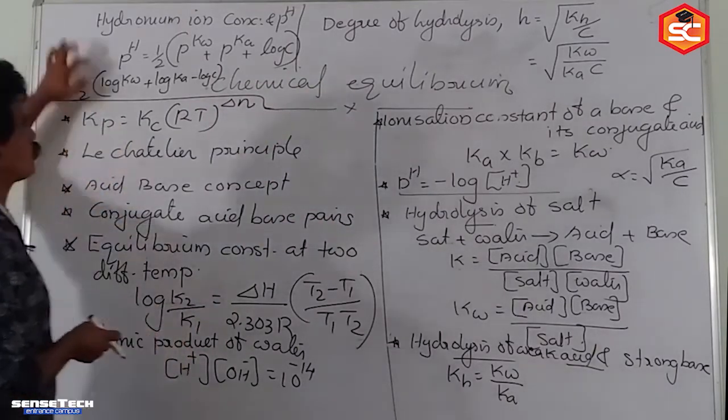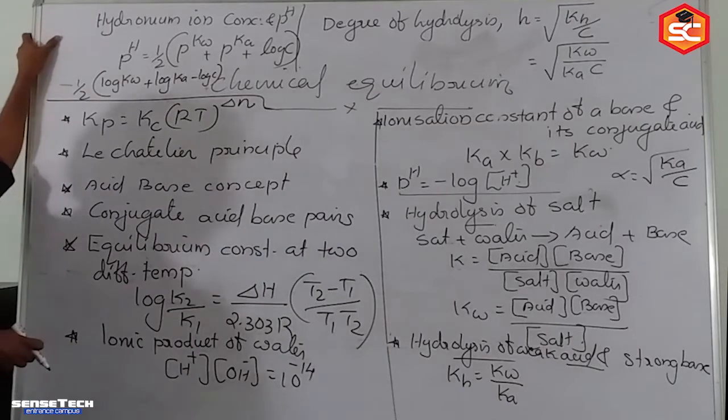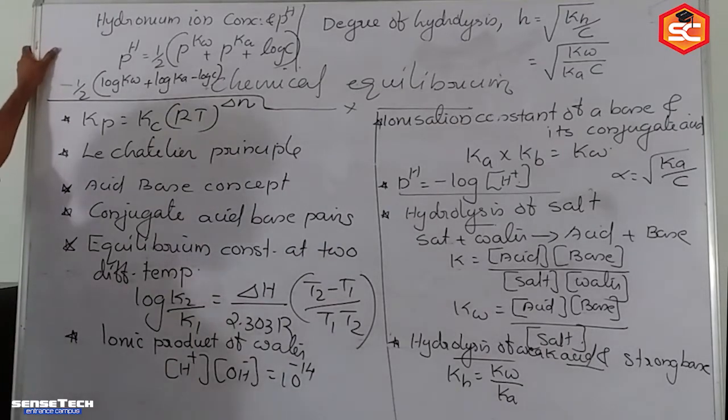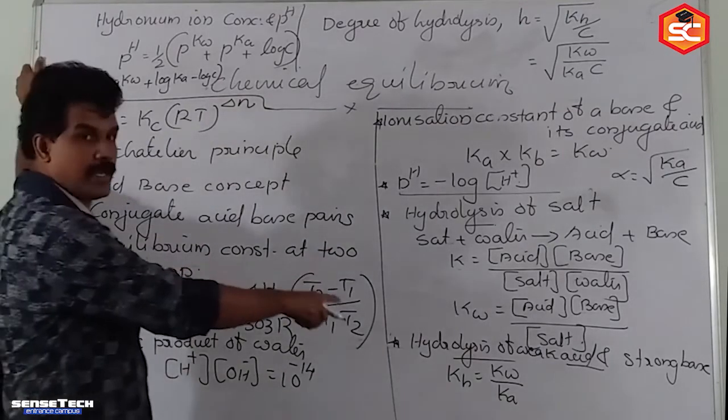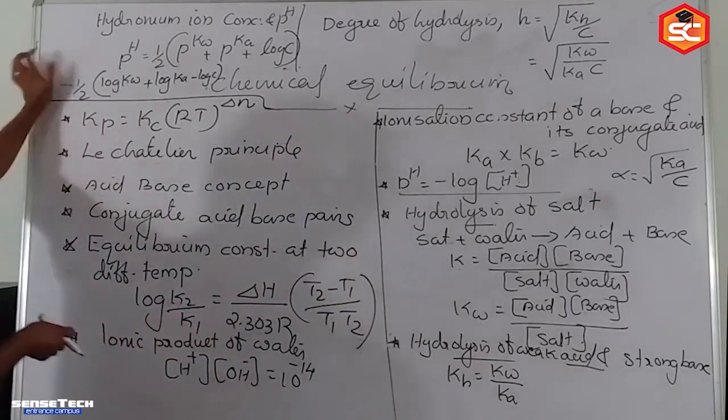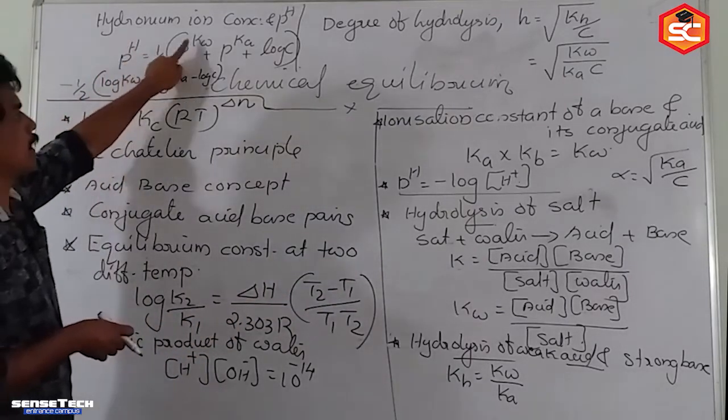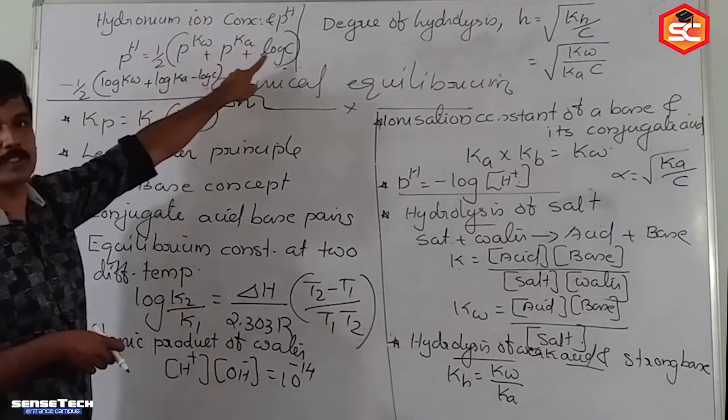Then you studied hydronium ion concentration and pH. For the case of a weak acid and a strong base, pH is equal to half into pKw plus pKa plus log C.